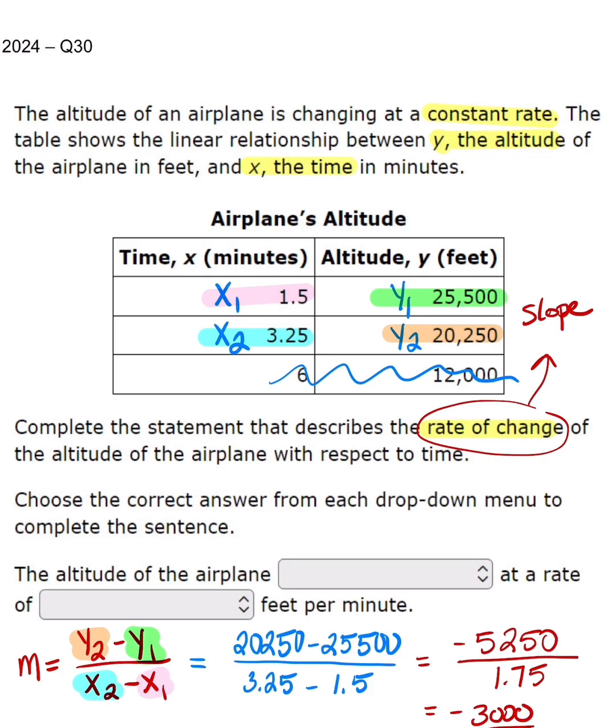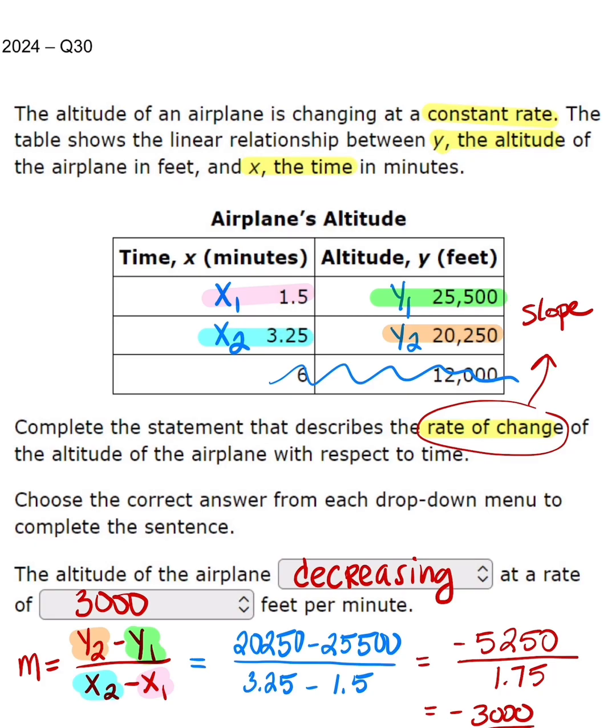So in other words, as time continues, the altitude of the airplane should be decreasing. So in the first box, I'm going to put the word decreasing. Again, because of the negative, it's going down. The altitude is going down at a rate of 3,000 feet per minute.